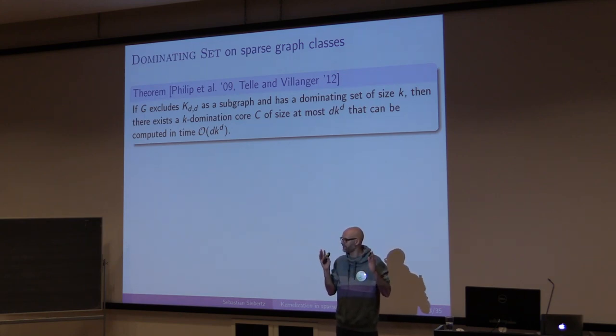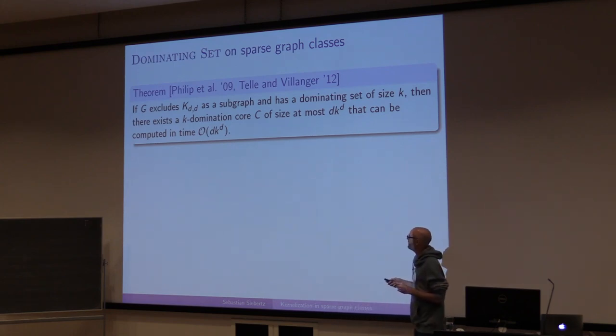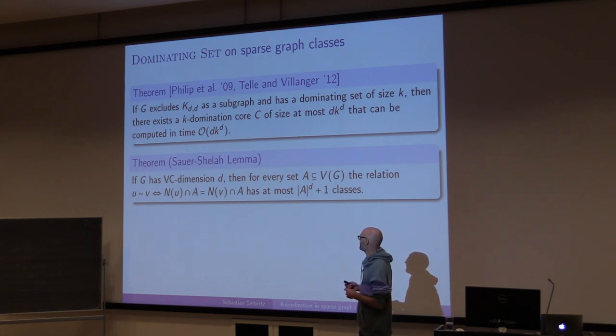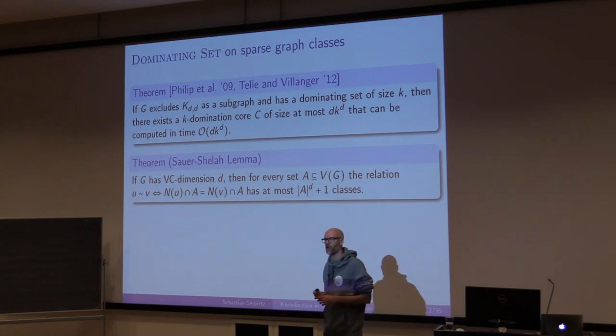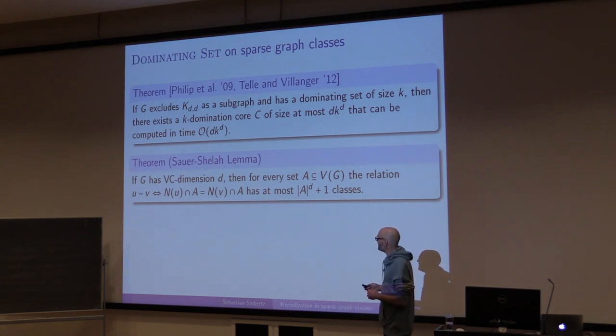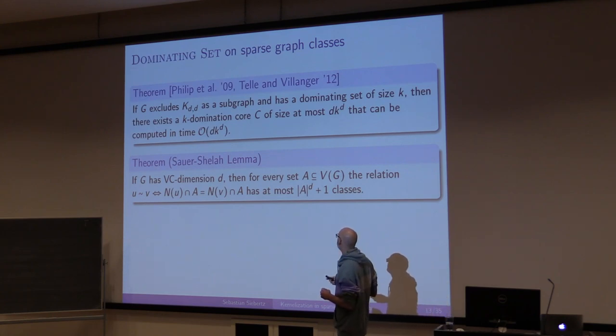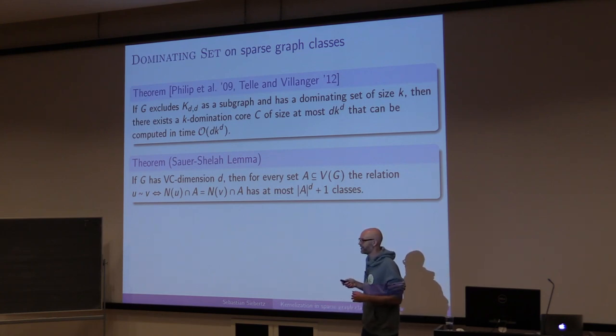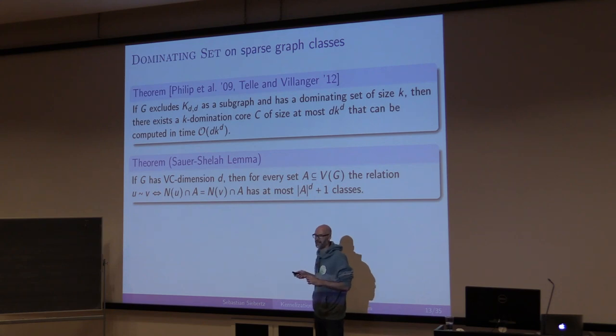Potentially, if we have this set C, which is the domination core, we could still produce an exponential kernel, yeah, because there could be exponentially many projection classes. Every subset of the core could potentially be a projection class. However, this doesn't arise in K_{d,d}-free graphs due to the Sauer-Shelah lemma, which is actually a bit more general. If we have a graph of bounded VC dimension, so VC dimension d, if we exclude K_{d,d}, then for every set that we look at in the graph, this equivalence relation of equal projections has at most a to the d plus one many classes.